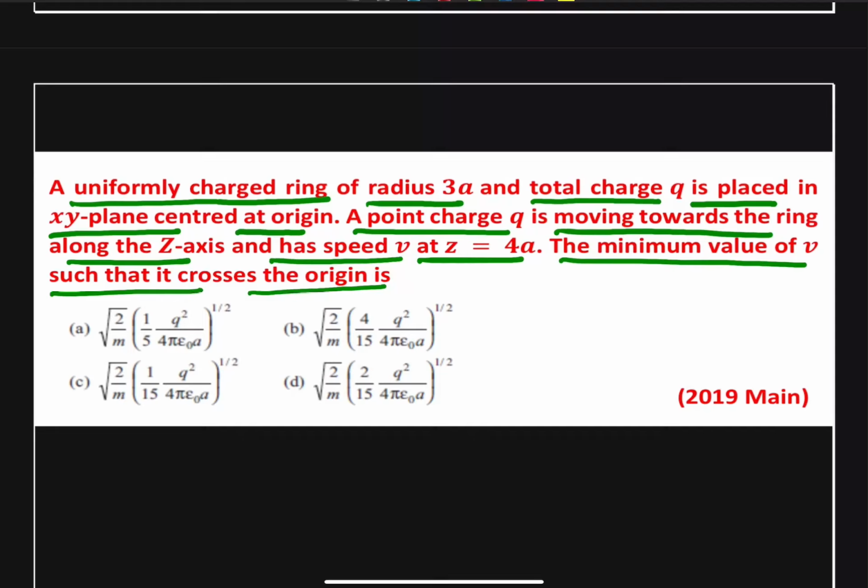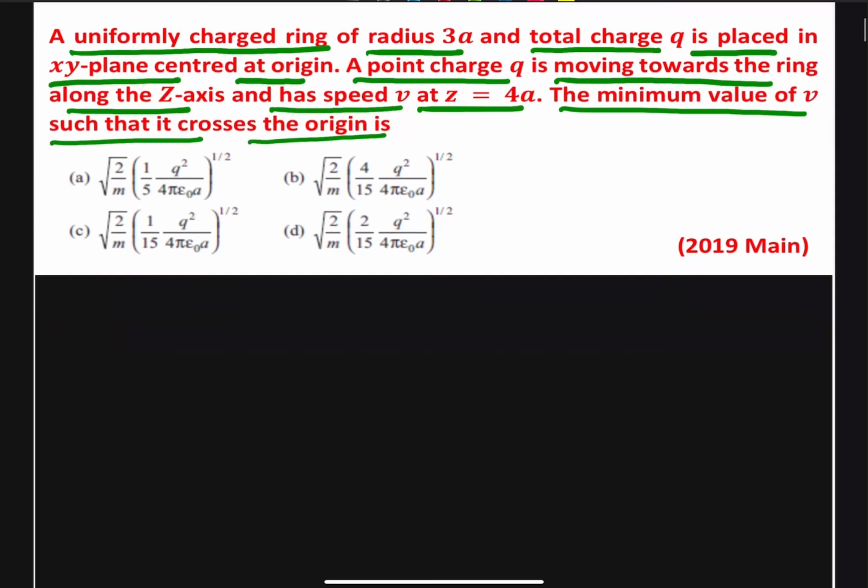In this case, we can just draw an approximate figure for that. The ring is in the xy plane, and it is centered at the origin. So this is our x and y axis, and we have a uniformly charged ring. So this is our ring and it is centered at the origin, and total charge q is placed in the xy plane.